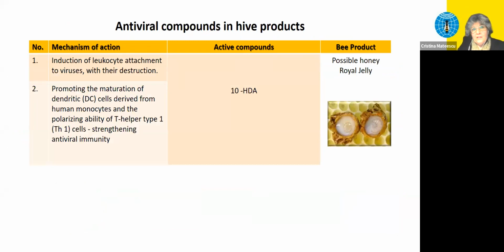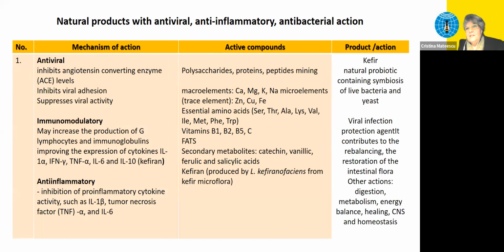Now I will come back to the bee products, possibly honey and royal jelly, but 10-hydroxy-decenoic acid exists also in these compounds, and can induce leukocyte attachment to viruses with their destruction. And also, this compound can promote the maturation of dendritic cells derived from human monocytes and the polarizing ability of T helper type 1 T cells, strengthening the antiviral immunity. So we have here the picture of the bee products. But there are several natural products that can be used together in synergy with bee products to offer better results.